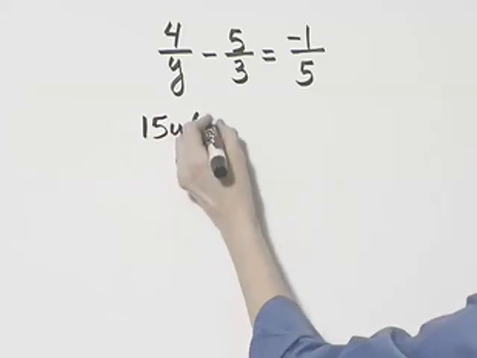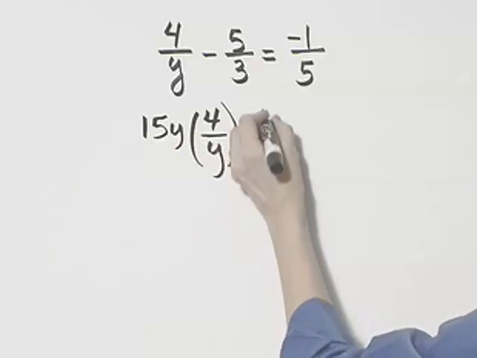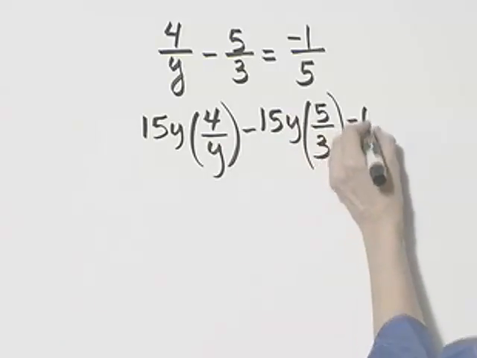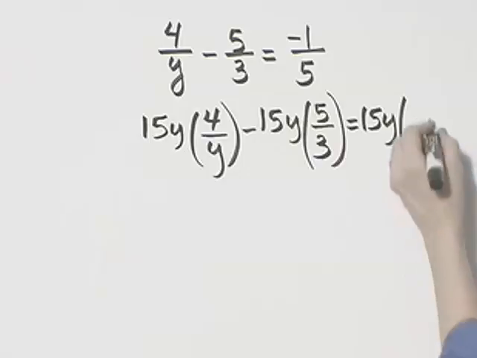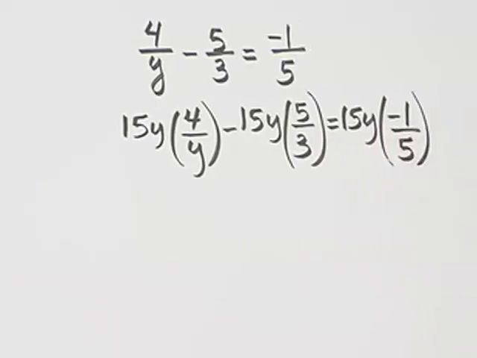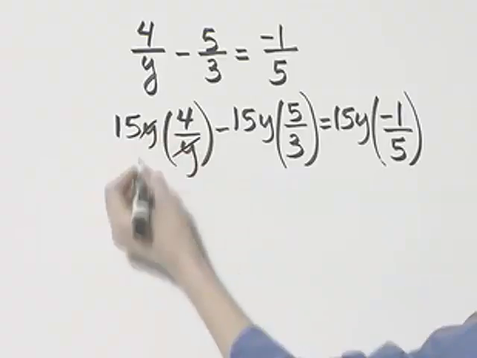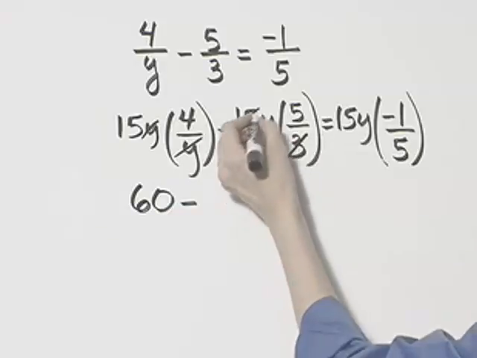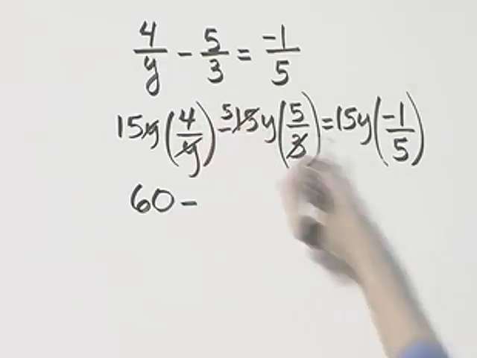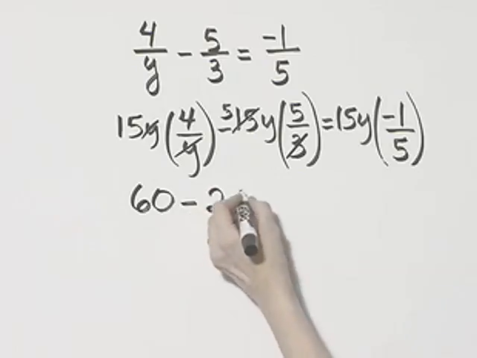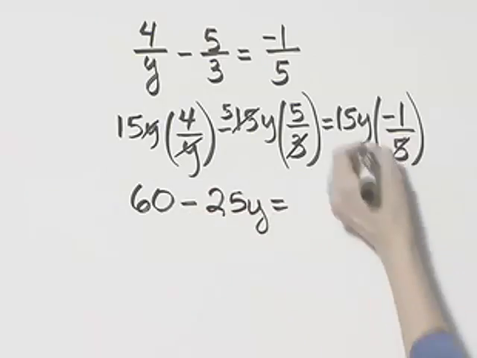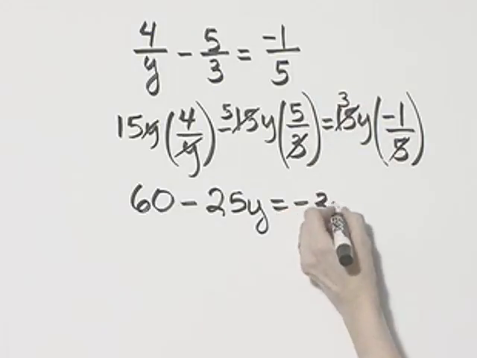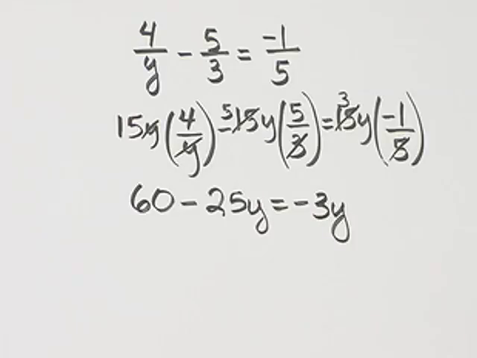So that's 15y times 4 over y minus 15y times 5/3 is equal to 15y times negative 1 over 5. And now let's see what happens. The y's divide out here, and I have 15 times 4, that is 60, minus 3 divides into 15 5 times. I have 5y times 5, that's 25y, is equal to 5 divides into 15 3 times, and that would be 3y times negative 1, or negative 3y. And now this looks much simpler.